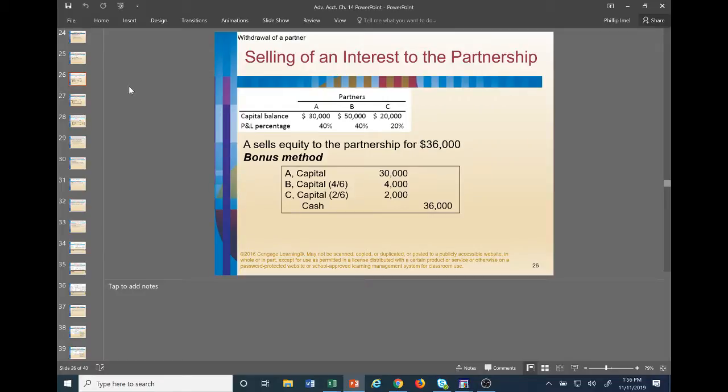Now the entry indicates that the remaining partners granted a bonus to A, measured by the difference between the recorded capital and the fair value of A's equity. The bonus is charged to the remaining partners according to the proportionate profit and loss ratio. And we see that by the reduction in the capital accounts of the relative partners in that entry.